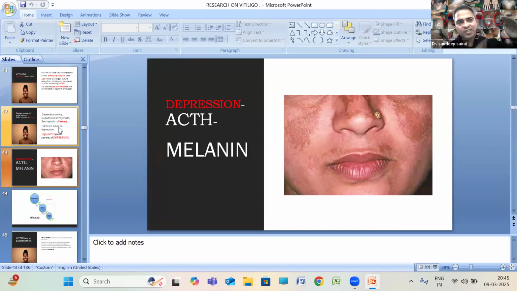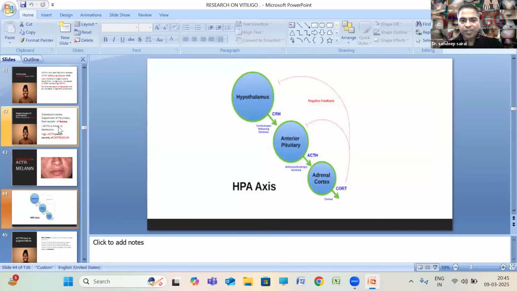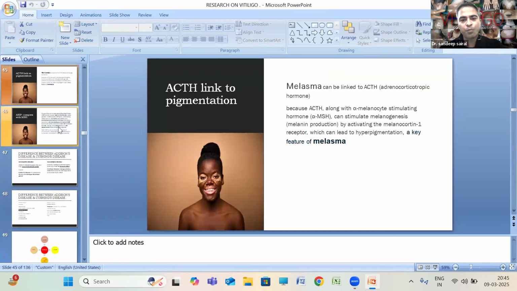When ACTH increases, remember, ACTH will stimulate the melanocytes and produce melanin. That's why you get melasma: depression, ACTH, and melanin. Clear? Because of this axis, the hypothalamus pituitary adrenal axis, you require cortisol. For cortisol, you need more ACTH. You require ACTH. Now, melasma.